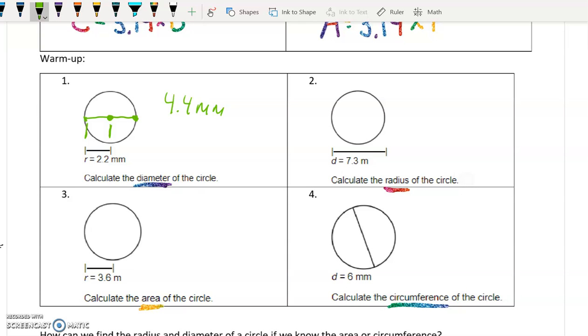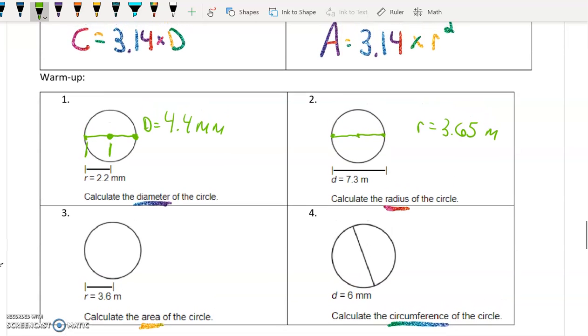Number 2 is saying that the diameter going from side through the center all the way to the other side is 7.3. So in order to find the radius, you're going to want to take 7.3 and divide it by 2, and that gives you a radius of 3.65 meters. And over here I could label this as diameter. Those ones are just making sure that you can work interchangeably between radius and diameter, because sometimes it'll give you the radius and you're looking for the diameter, so you know how to convert between those two. Now, example 3 is asking you to find the area.